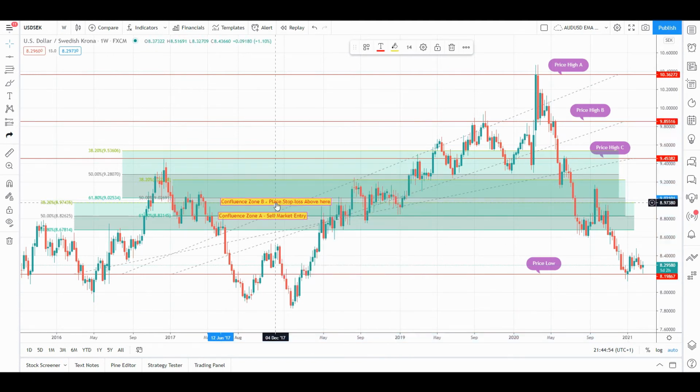Perfect. Yeah, that's another alignment over there. And this is just a little bit above here. We place our stop loss.